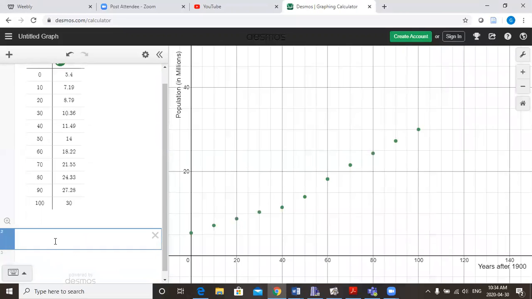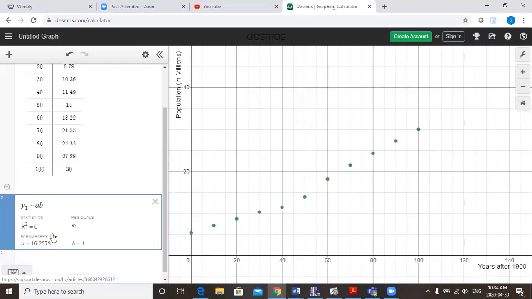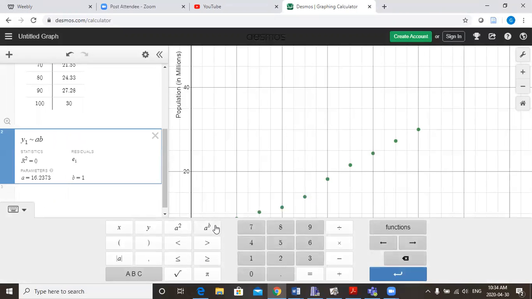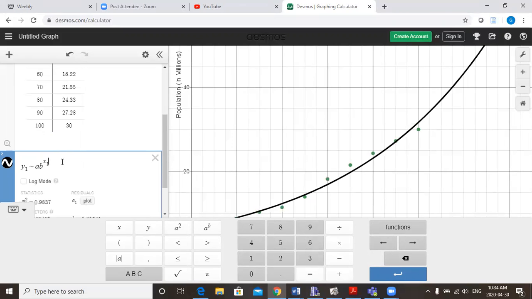So the regression model, as you remember, if you look on the handout for the Desmos regression equations, is y1 tilde a times b to the power of x1. Make sure x1 is in the exponent.